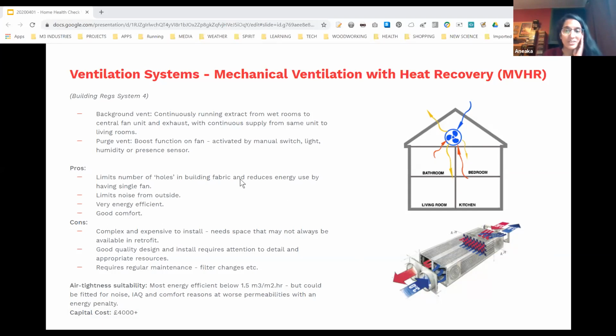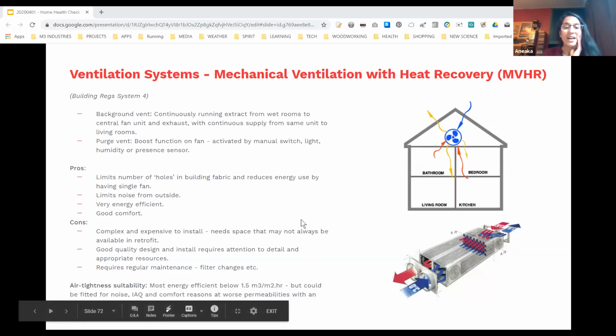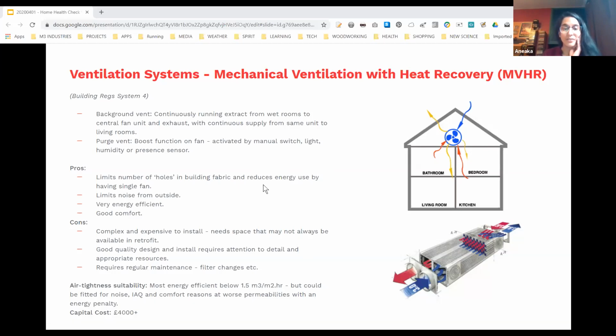But I wouldn't go around and say everyone should have this system because it's incredibly complex and expensive to install. And actually, if you don't install it well, it won't necessarily work well. You really need good quality design and detailing. And it does require maintenance. If you are going for very high levels of airtightness in your retrofit, anywhere below 1.5, you have to go for this system. But if your house isn't very airtight, I wouldn't necessarily suggest that this is the system for you.